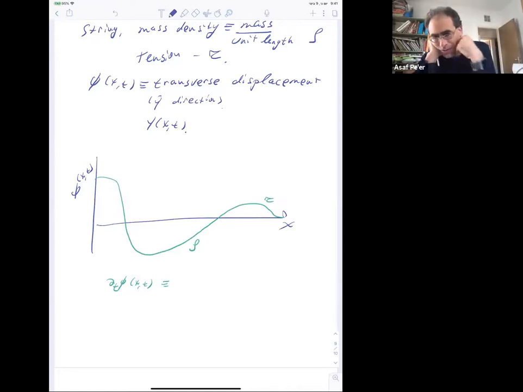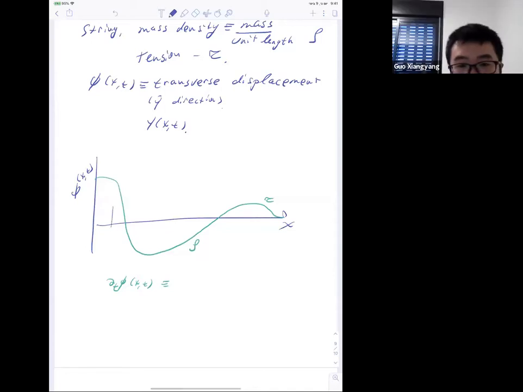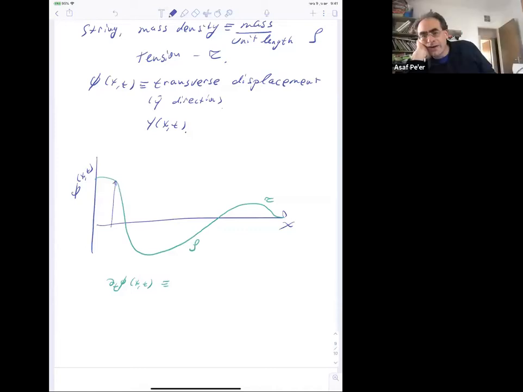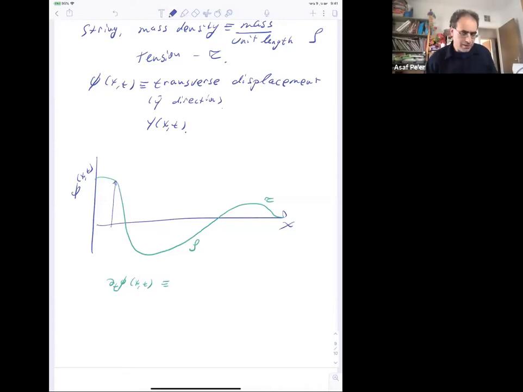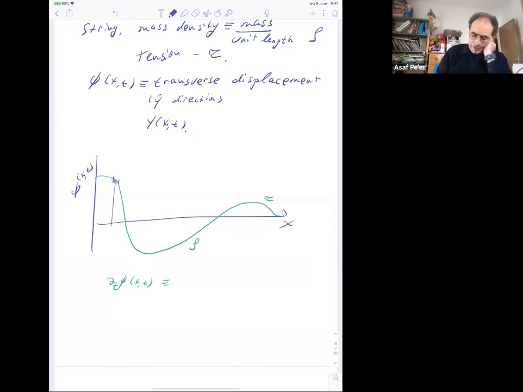You understand the concept here? I mean, the string you can visualize, right? I'm just saying the field phi represents the transverse displacement. So what is dt phi? How it changes over time? Velocity, thank you. It's simply the velocity of the length element. So you take the string and we divide it into elements.